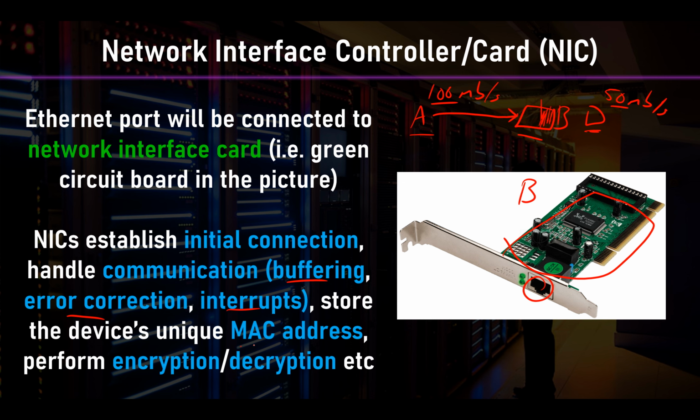Right, the network interface card is actually going to store the device's unique MAC address. And this MAC address is kind of hard printed onto this. I think in reality there are some sort of hacks around it, but technically it should be impossible to change the MAC address, although some people have managed to make their own hacks to change it. And then finally, it's going to perform encryption, decryption, just over the network. Honestly, this is not an exhaustive list, there's going to be more things, but that's just some of them.